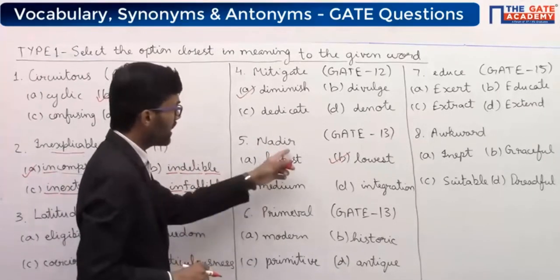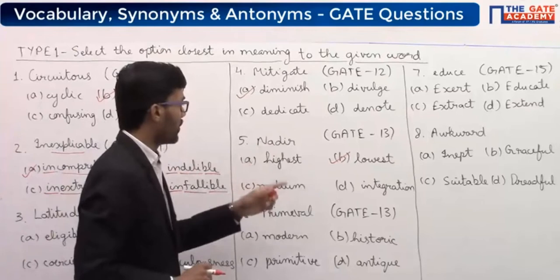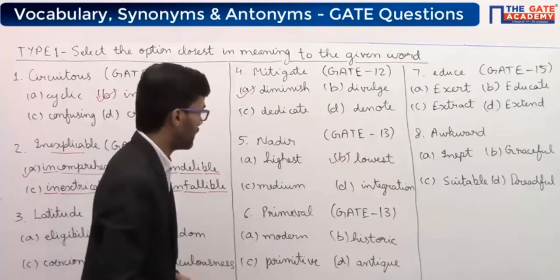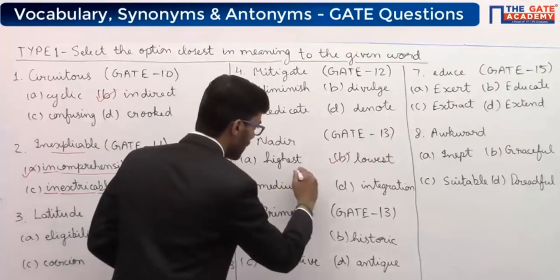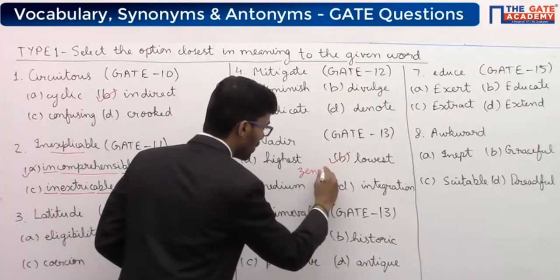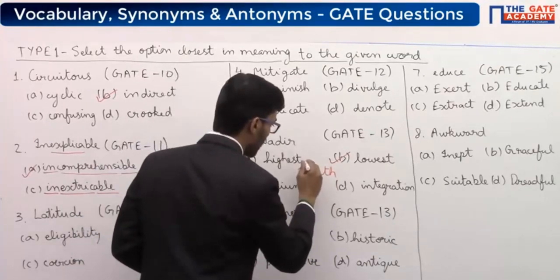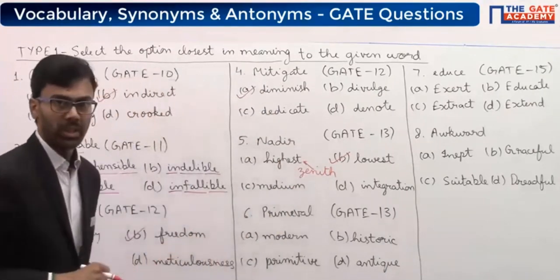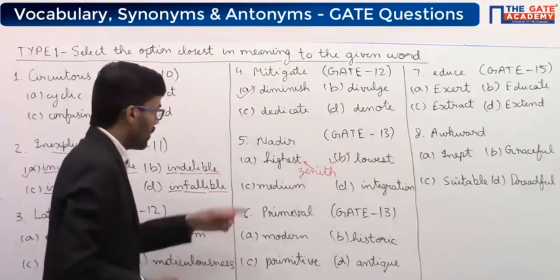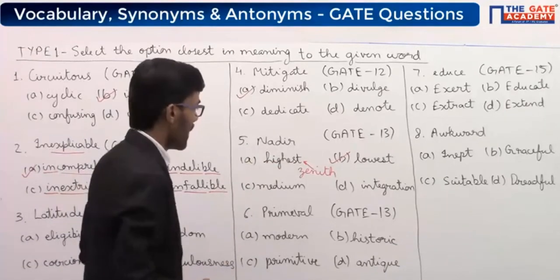Interestingly, there is an opposite of the word nadir which is called zenith. Zenith means the highest point of something, which obviously is the antonym of nadir.